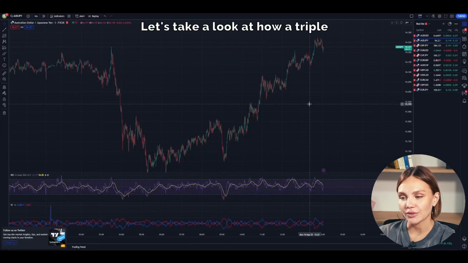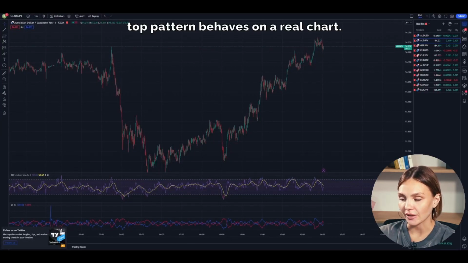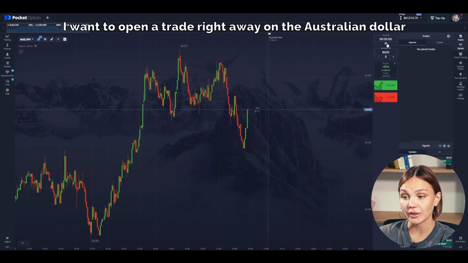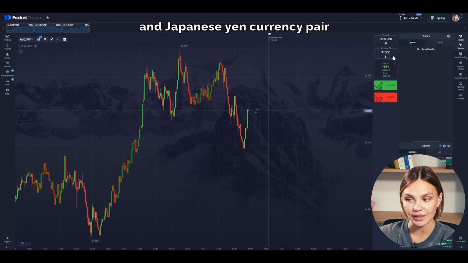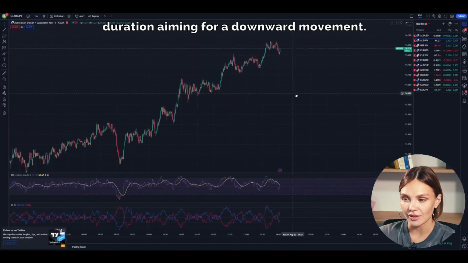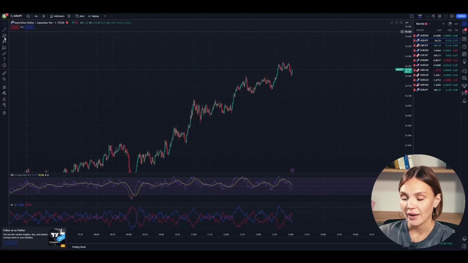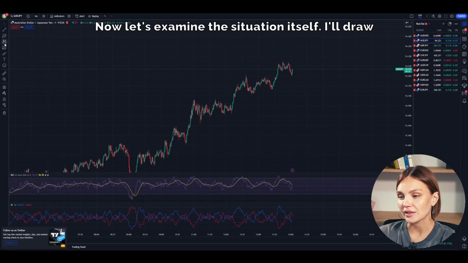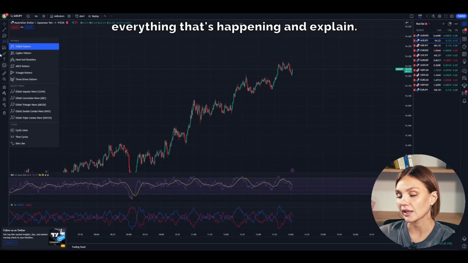Let's take a look at how a triple top pattern behaves on a real chart. I want to open a trade right away on the Australian dollar and Japanese yen currency pair for $1,000 with a 5-minute duration, aiming for a downward movement. Now let's examine the situation itself. I'll draw everything that's happening and explain.